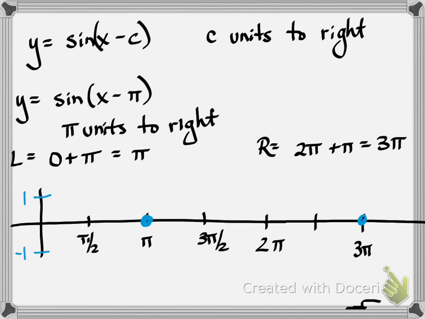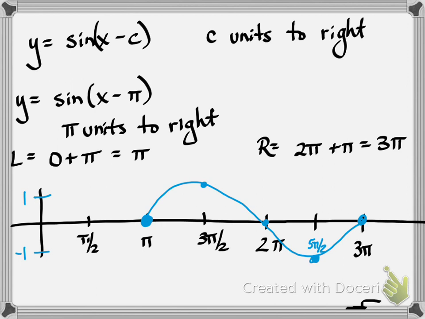So it actually starts here at 0 at pi. At 3 pi over 2 it hits its height. 2 pi it hits the midline again. 5 pi over 2 it hits the low part. And at 3 pi it's back again at the midline. So the same curve, it just got shifted over.